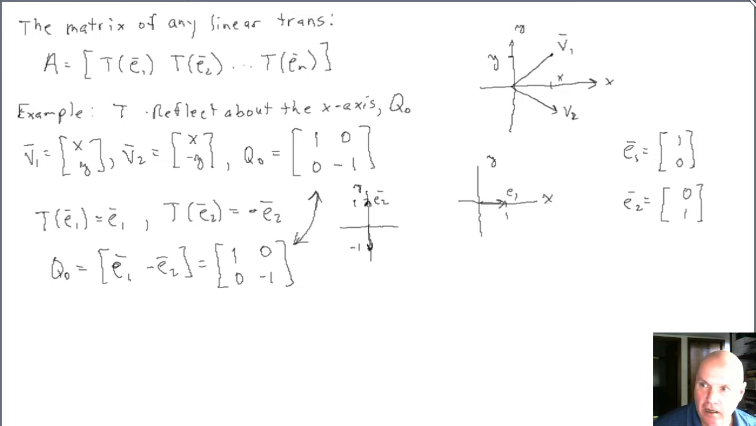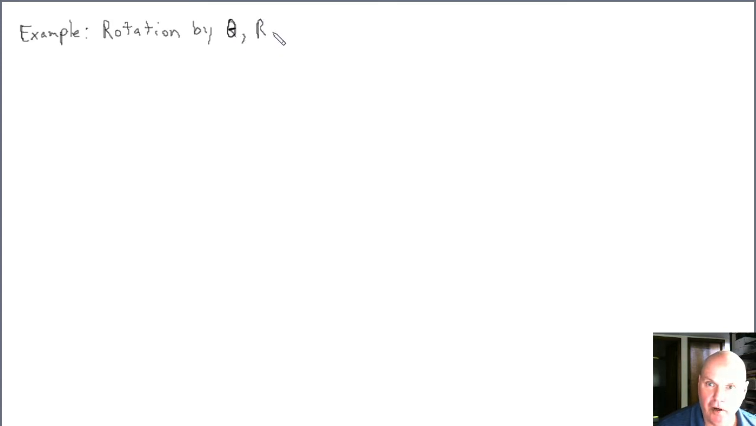Let's look at another example. This is one that pops up quite often in computer graphics. We have a vector that we want to rotate by an angle theta. Okay, we're going to call the corresponding matrix R theta. And so what I mean here by this transformation, again, we'll look at the R2 to R2 case.